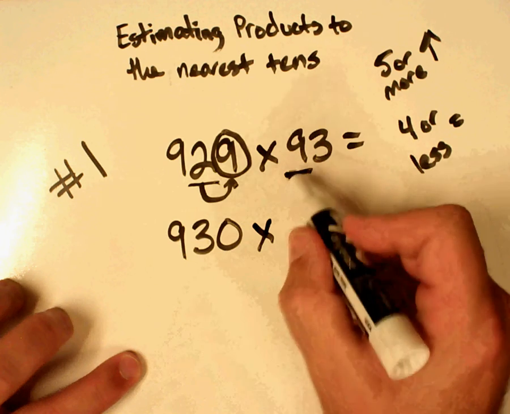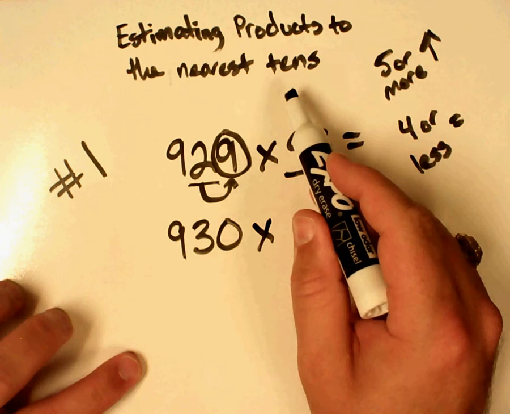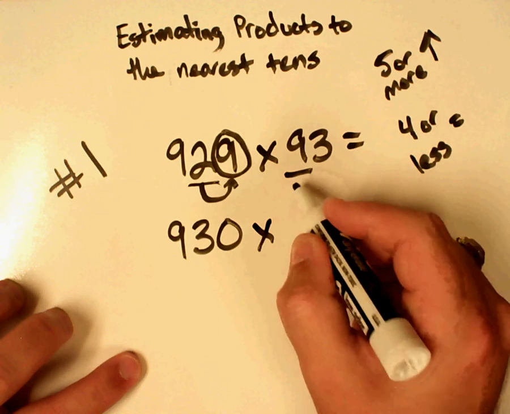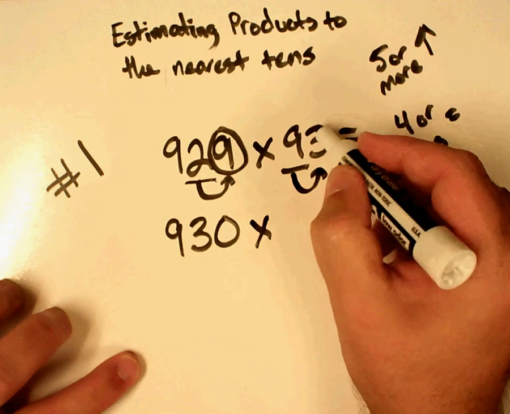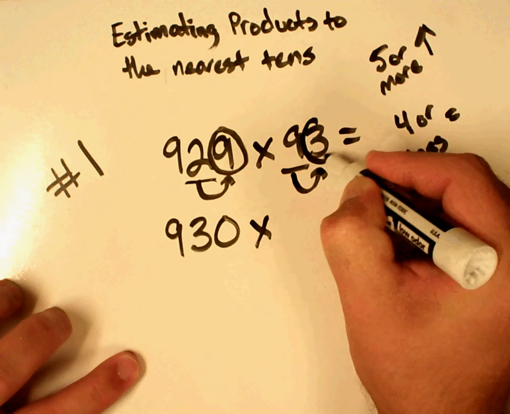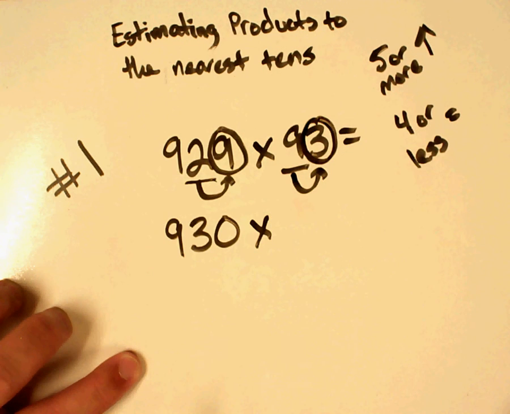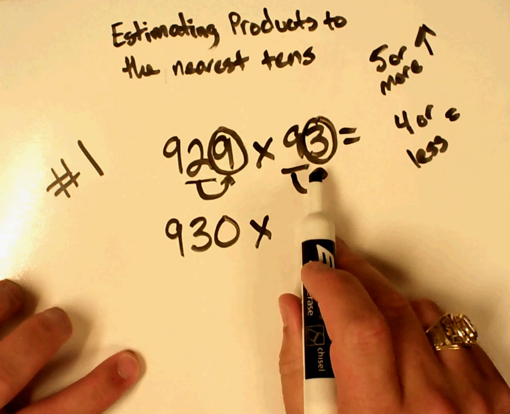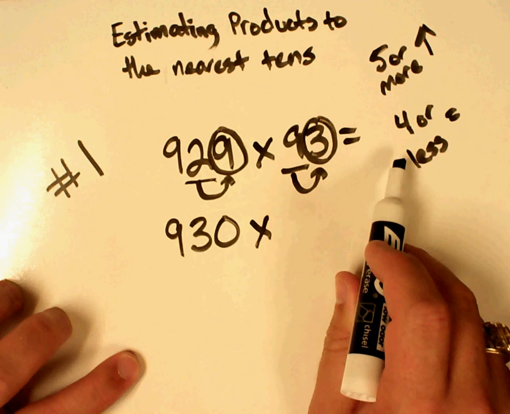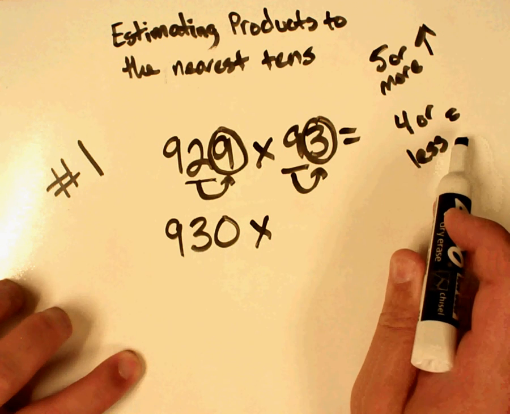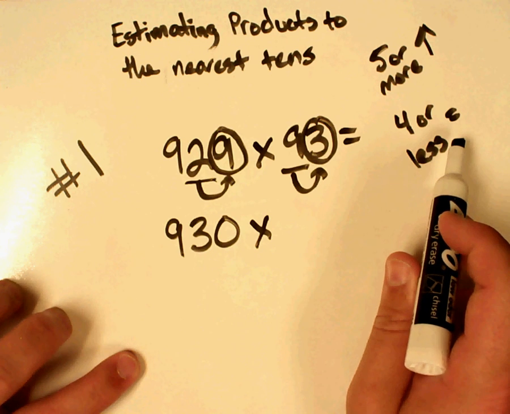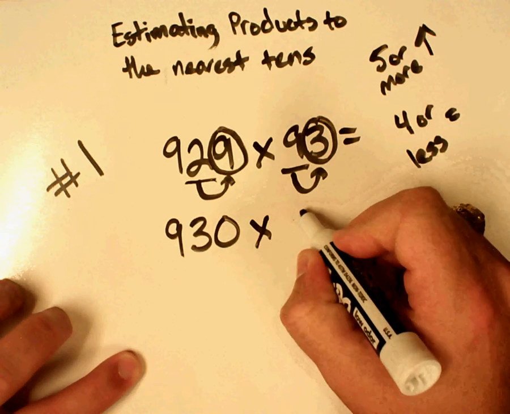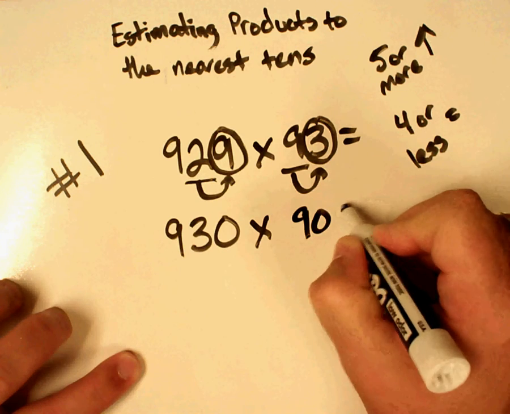I'm going to look at my 9 because it's in the tens place, and that's what we're rounding to. Draw an arrow to my 3. Then I'm going to circle my 3 because that's the number I'm looking at. 3 is 4 or less, so I'm going to leave my 9 alone. I'm going to let it rest. And so my 93 rounds to a 90.